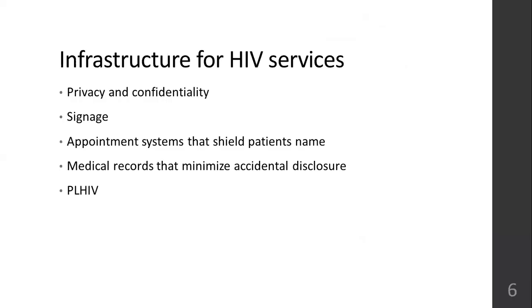So privacy and confidentiality should be there with respect to the infrastructure. As I mentioned earlier, auditory blockage and visual blockage should be there so that people sitting outside should not hear what's being discussed inside. Okay. A proper signage system should be there, which does not show that this is an HIV service. It should look more like a family planning center and all.